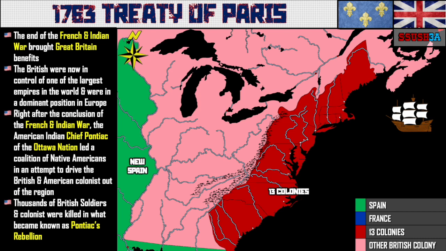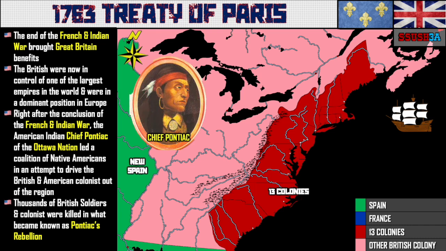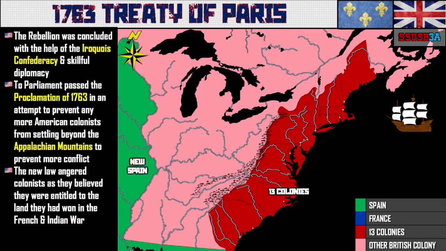Right after the conclusion of the French and Indian War, the American Indian chief Pontiac and the Ottawa Nation led a coalition of Native Americans in an attempt to drive out the British and American colonists from the region they had just won in the French and Indian War. Thousands of British soldiers were killed in what became known as Pontiac's Rebellion. The rebellion was concluded with the help of the Iroquois Confederacy and skillful diplomacy.